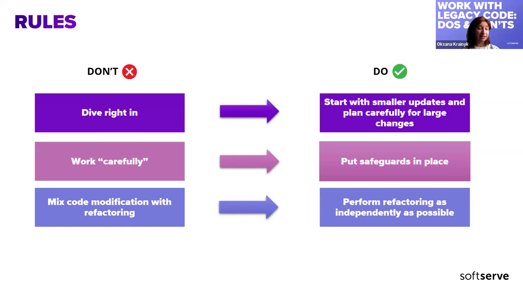The second idea here is that working carefully doesn't really work in a legacy solution. By working carefully, I mean we may be trying to review all the dependencies or find out what the impact area is. But again, with a legacy solution, it doesn't really work. It's not the best idea to invest in. What we do instead is put some sort of safeguards in place, and instead of working cautiously with our legacy solution, we apply the same approach we can use in new development techniques.